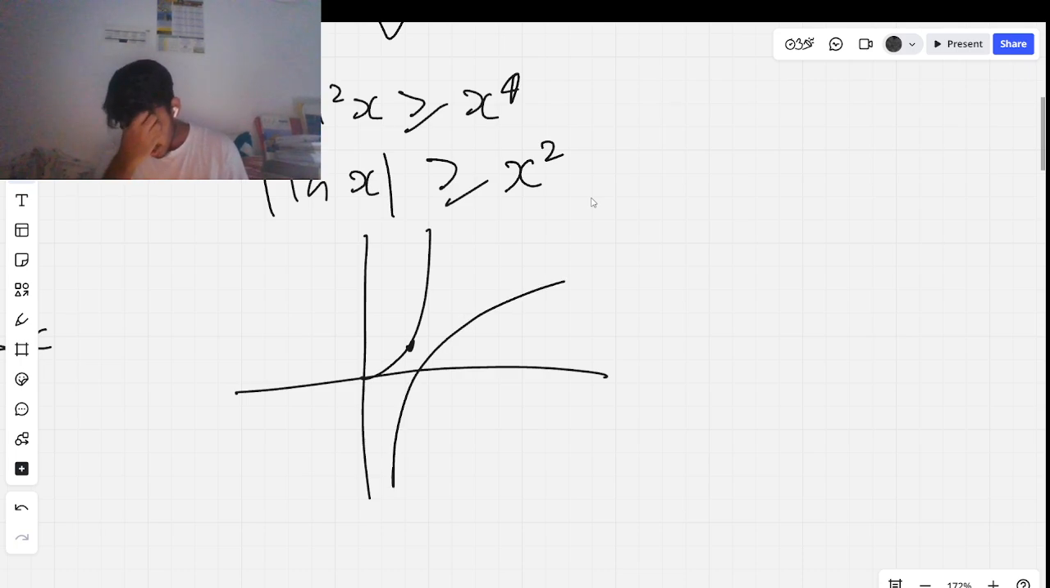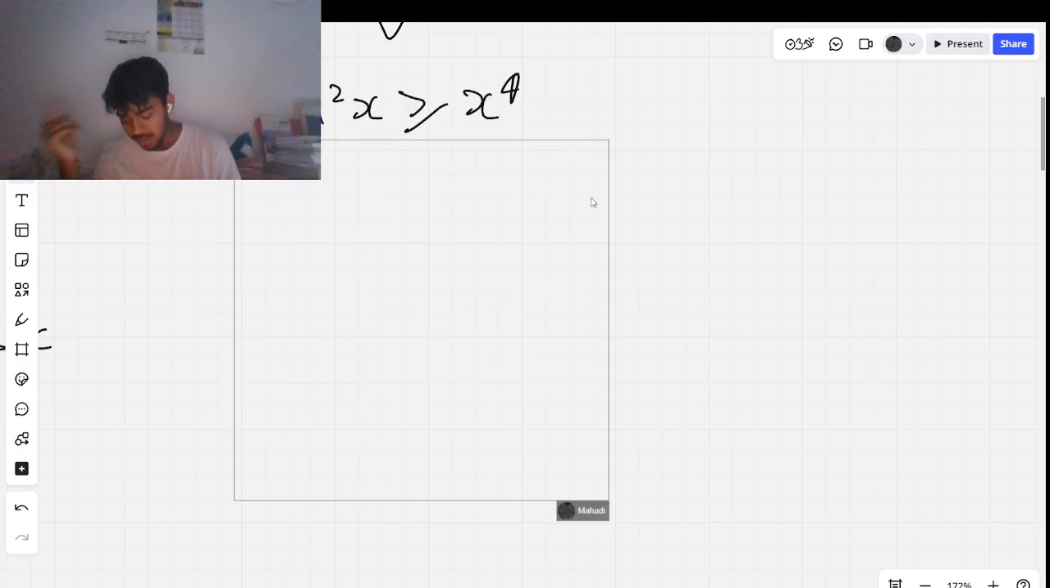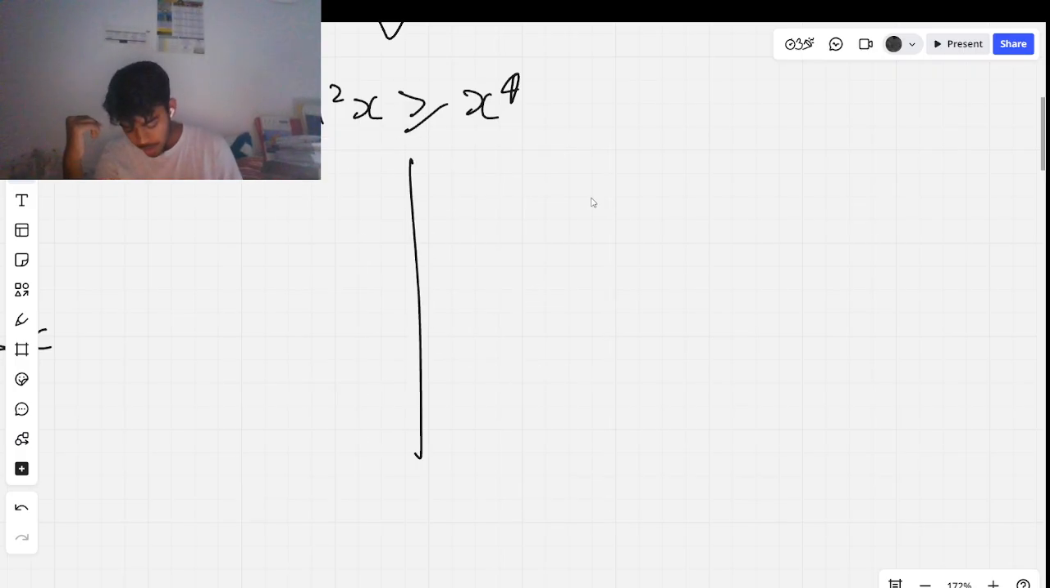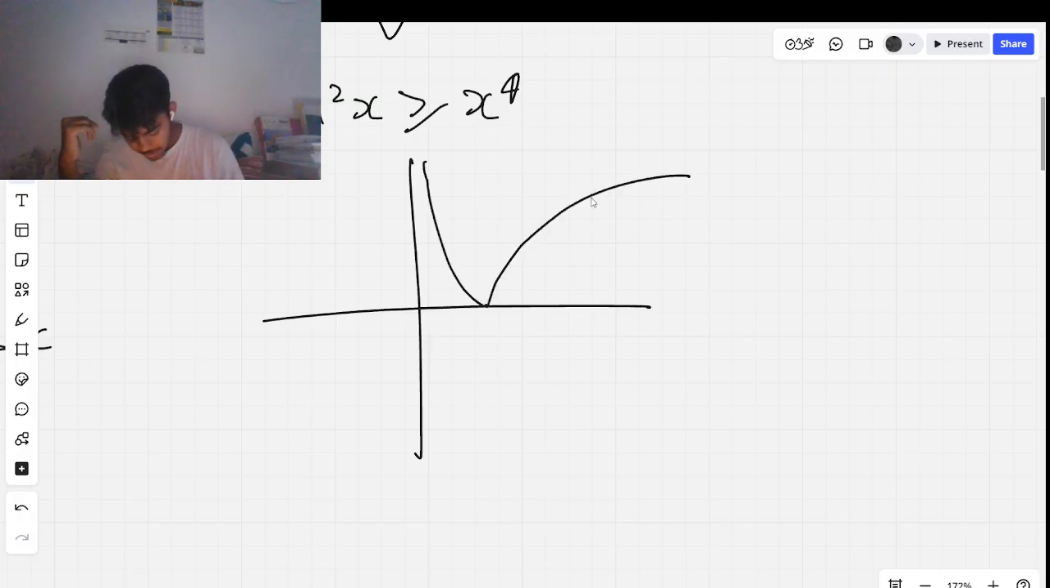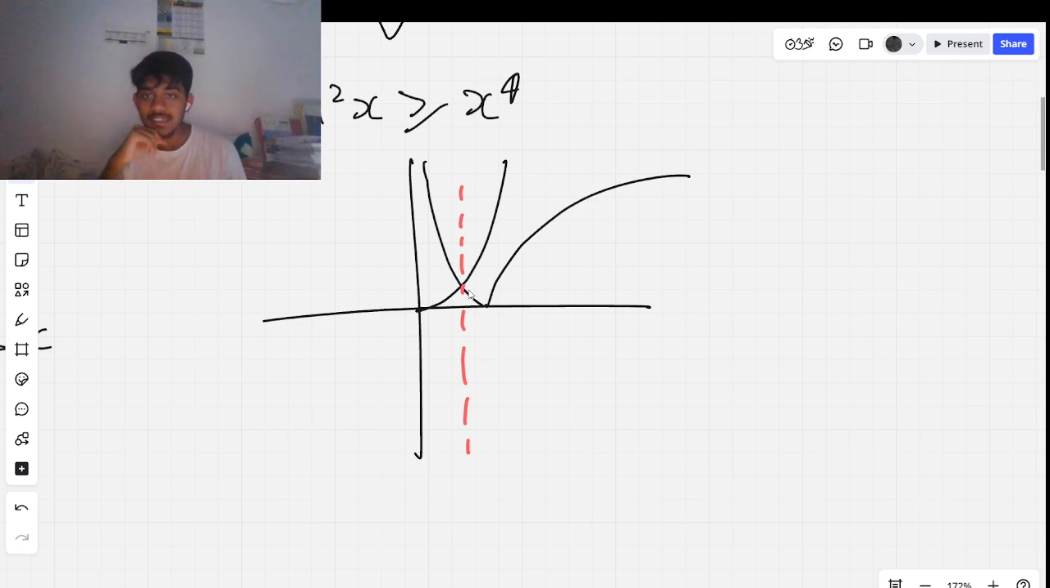Okay, yeah. But bear in mind we're talking about ln x squared in my original graph. Actually, it is better to think about this in terms of ln x squared and x to the 4, because then my graph looks slightly different. So the range that we're interested in is this. Yeah, and this is very important.